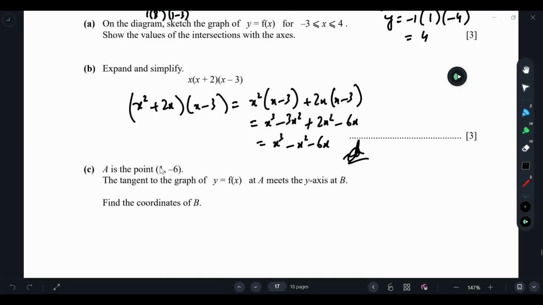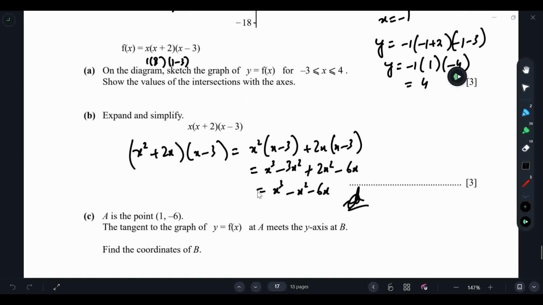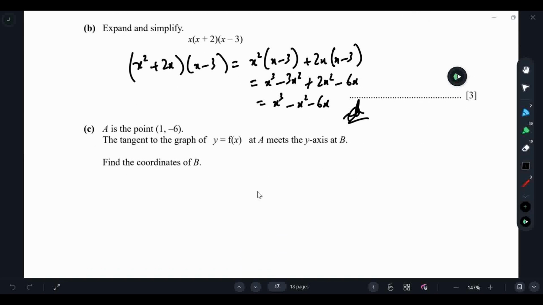Now A is the point, the tangent to the graph at A meets the y-axis at B. Find the coordinates of B. Okay. Now we need to find the equation of the line, and we know the coordinates of A. So for the equation of the line, we know that y is equal to x cube minus x square minus 6x. The tangent to the graph at A meets the y-axis at B. Okay, we need to find the coordinates of B.